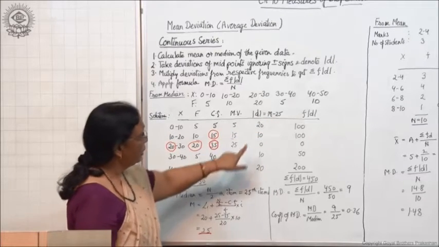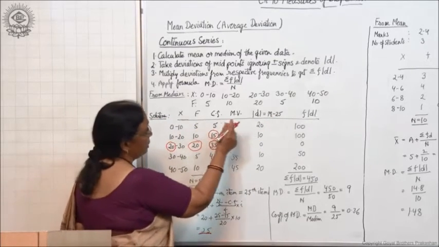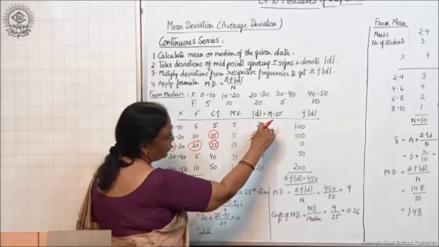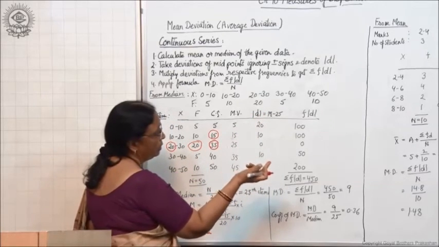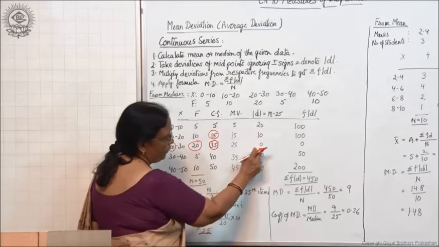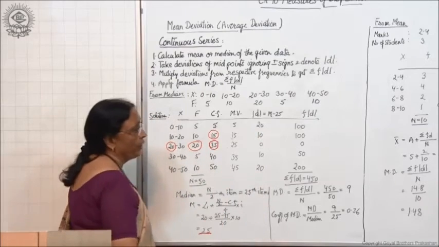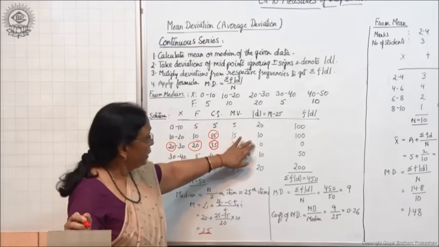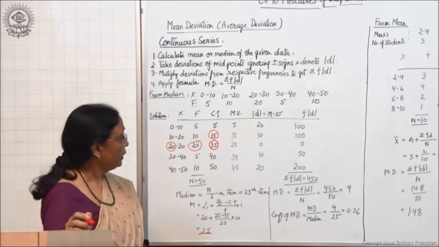Median is 25. So D is equal to M minus 25, right. M here is the mid value. So this one is the deviation you are taking: 5 minus 25 is 20, again ignoring minus signs. 15 minus 25 is 10, 25 minus 25 is 0, 35 minus 25 is 10, 45 minus 25 is 20. So the D column is 20, 10, 0, 10, 20, ignoring minus and plus signs. That is why it is D mod.